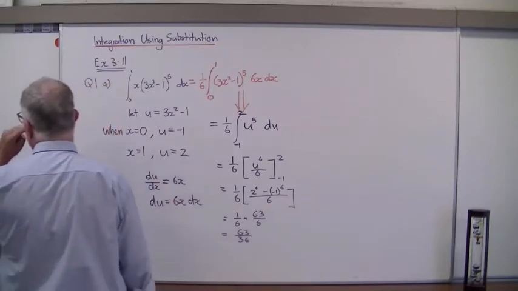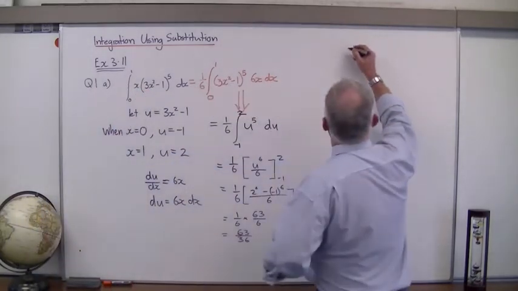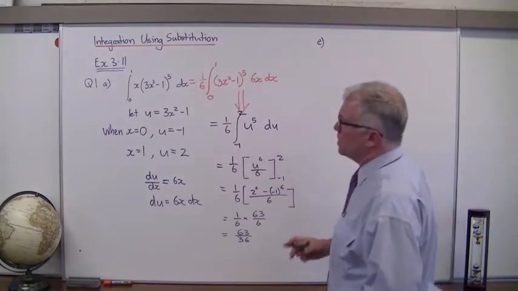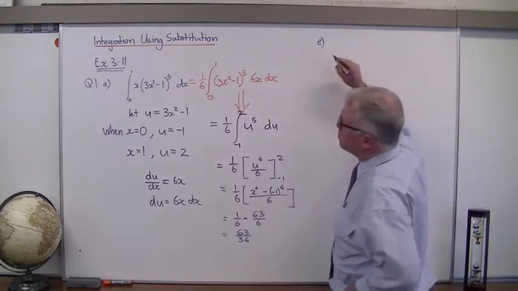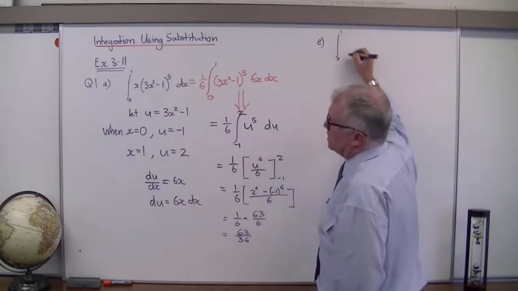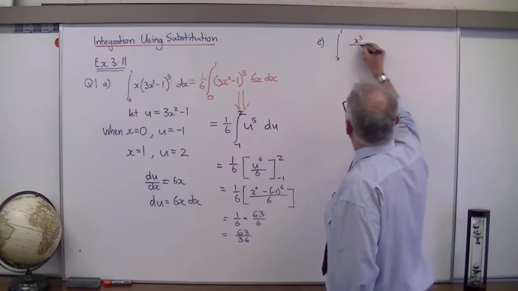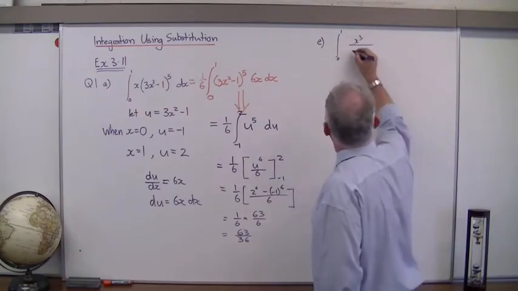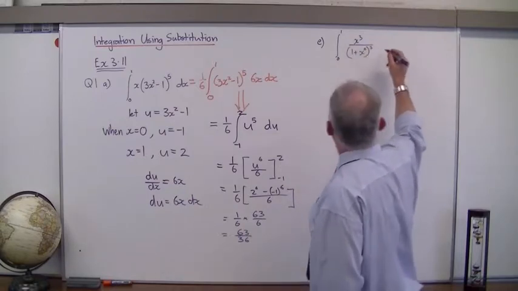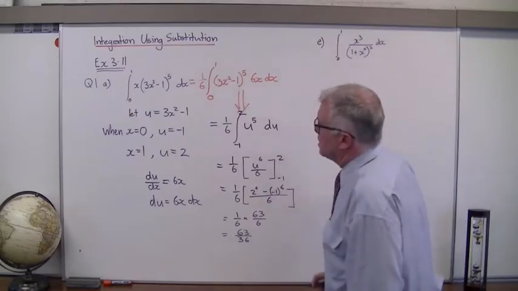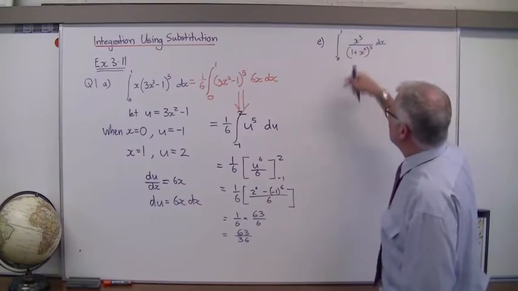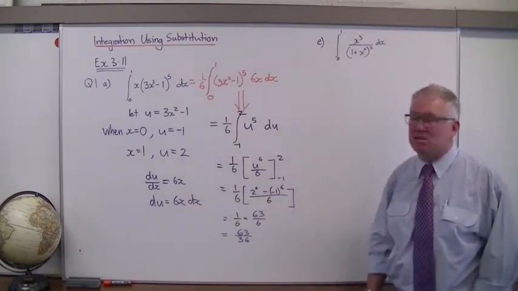I'm going to do question 1E. Another interesting one. I'm going to do 3 or 4 examples, I think. 4 or 5, 3 or 4, something like that. So for 1E, we've got to do the integration from 0 to 1, and it's x cubed over 1 plus x to the power of 4, and that's all cubed, and it's with respect to x. Okay. It's this thing in the denominator which is the ugly bit.